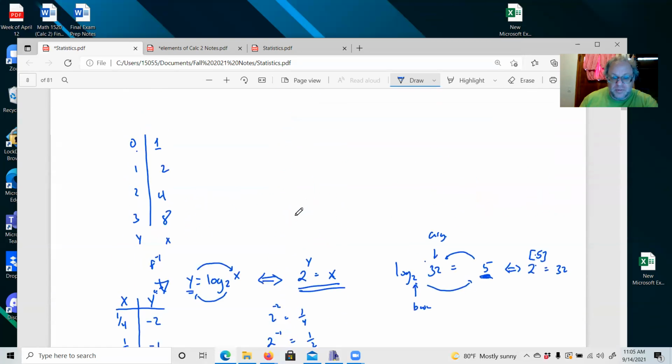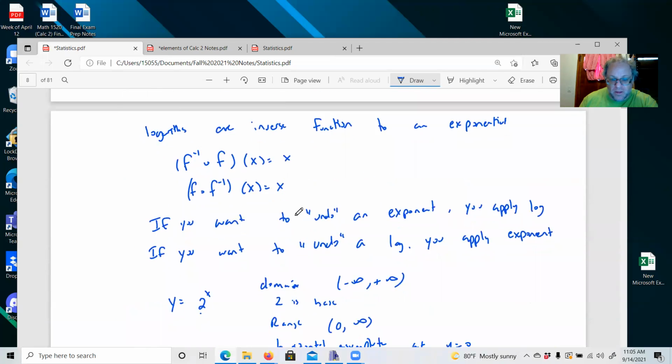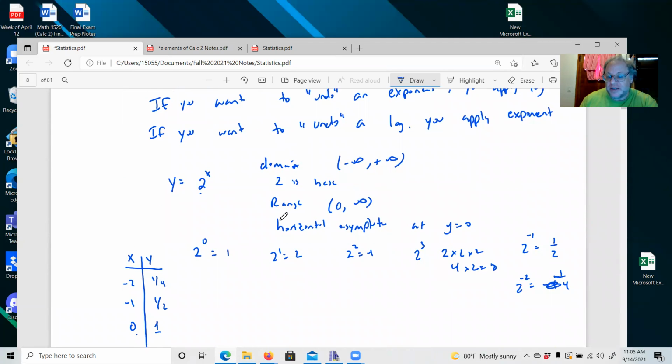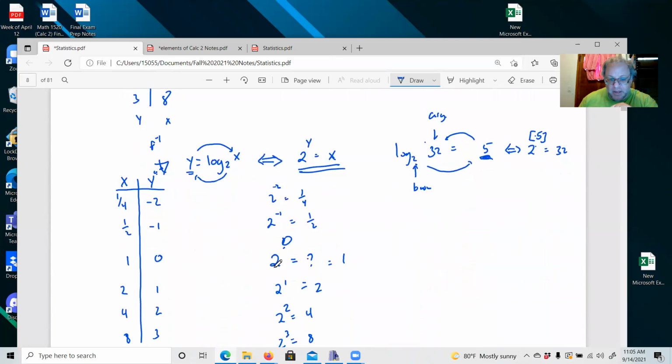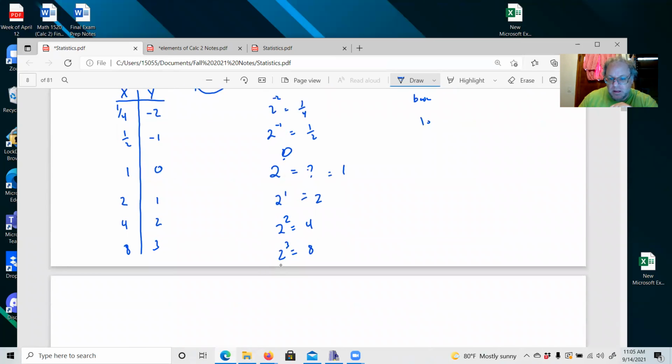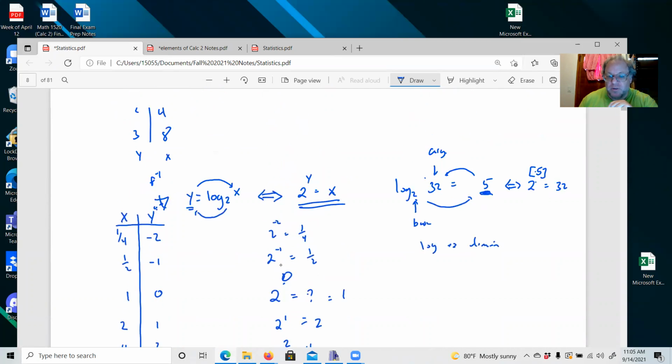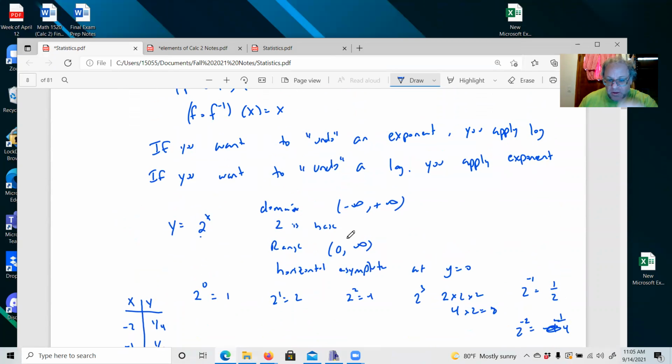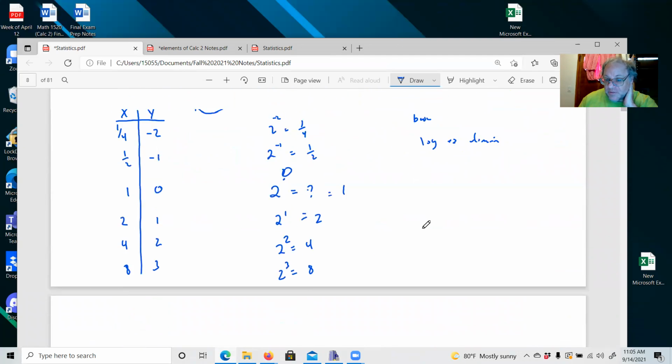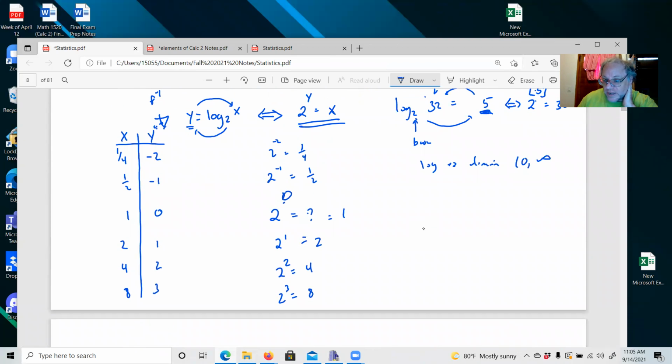Other thing we know about logarithms, let's go all the way back up here. Logarithm is an inverse function of the exponential. So what is the domain of a logarithm? It's the opposite, right? So the range here was 0 to infinity. So the domain in the inverse is the original function's range. How about the range? Right, and that's going to be -infinity to +infinity, because the domain of the exponential is this.